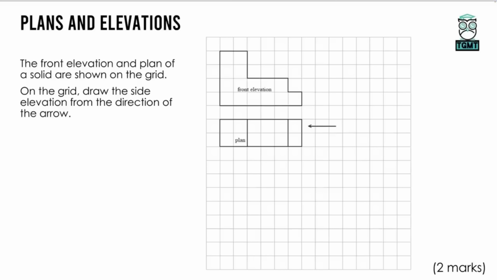Now for plans and elevations, this particular one is asking us to draw a side elevation, and that's from the direction of the arrow. So this shows the front elevation and it shows the plan. So the plan is from above and the front is from one of those directions.